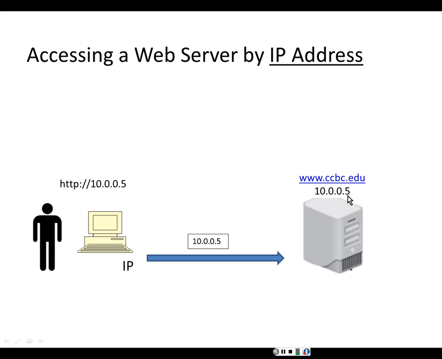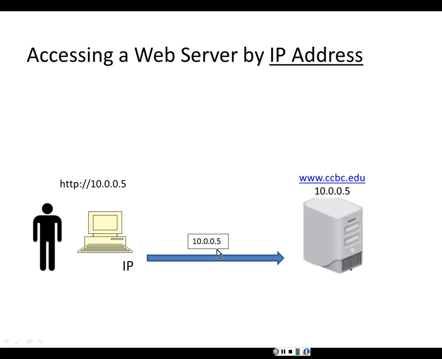10.0.0.5. So if a user at a workstation wanted to access the web page, and if he knew the IP address, the user could just type http://10.0.0.5 and press the enter key. And then TCP/IP would send a packet to the web server, and the web server would send the home web page back.